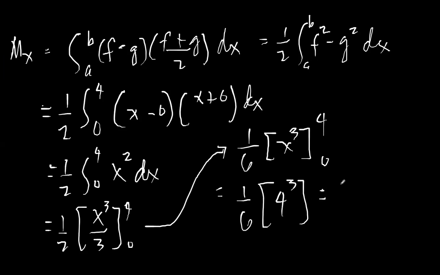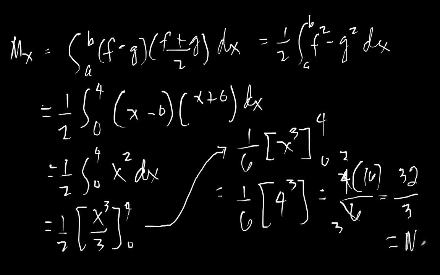64, 16. Okay, here we go. 116, 6. This is 2/3, so 32 over 3. This is for the m sub x, or the moment about the x-axis, all right? So we have already identified the moments about the x and about the y.